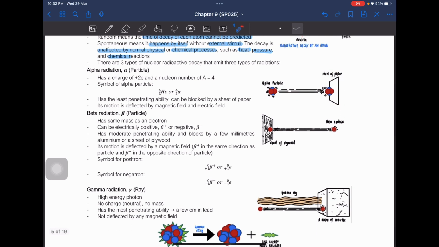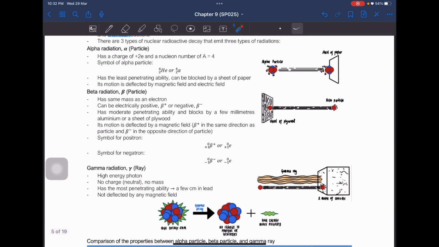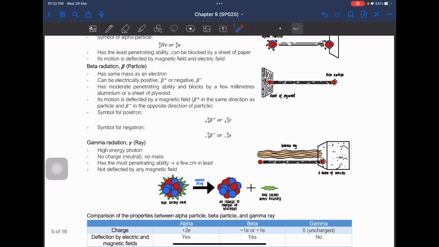For beta radiation, it has the same mass as an electron and can be either positive or negative. It has moderate penetrating ability and can be blocked by a few millimeters of aluminum or a sheet of plywood. Similarly to alpha, its motion is deflected by magnetic and electric fields. The symbol for a positron is this one here. This one is a positron because it is positive, and this one is a negatron because it is negative.